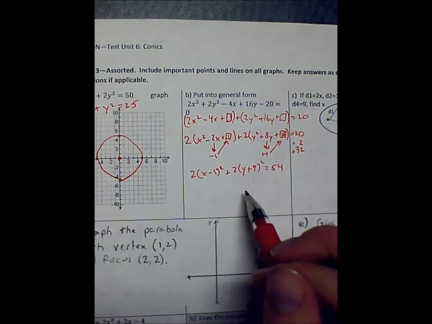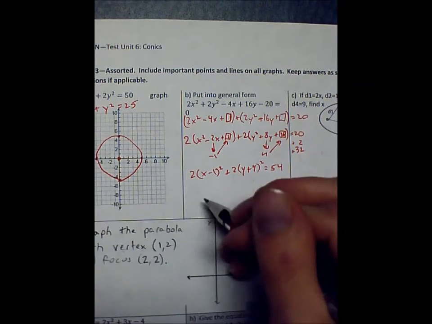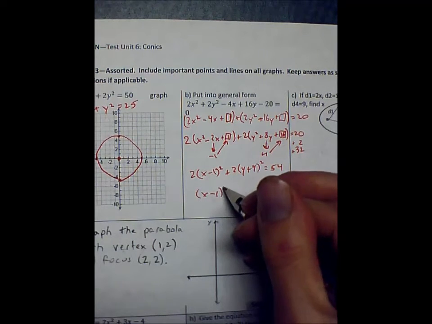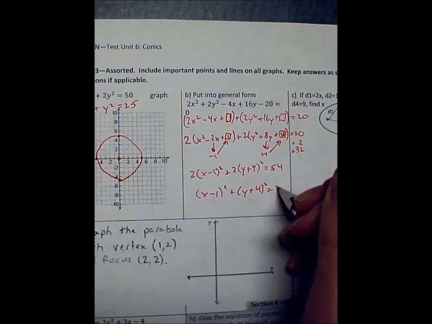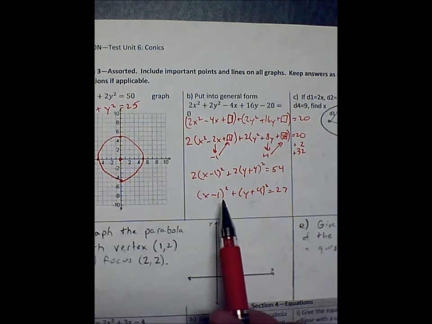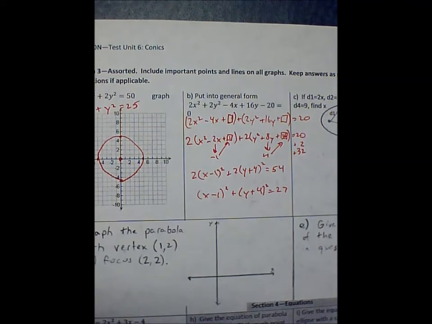This is a circle. We want to have no numbers in front of the x and y, so we divide everything by 2. X minus 1 squared plus y plus 4 squared equals 27. So it's a circle centered at 1, negative 4 with a radius of the square root of 27.